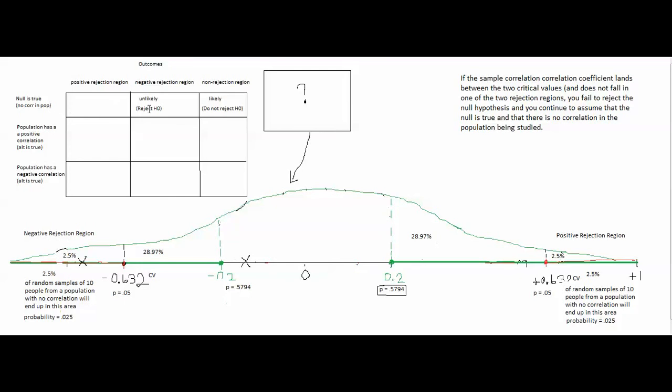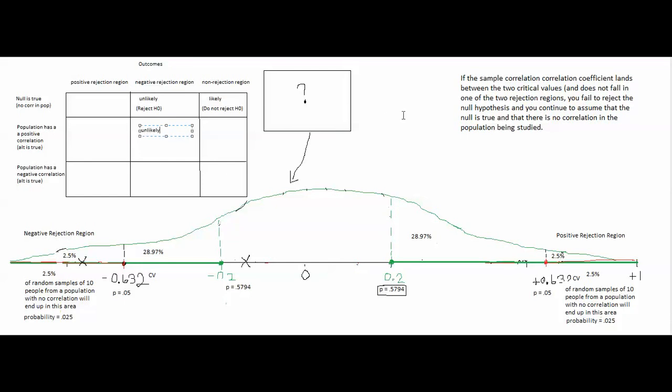Now, if we've rejected the null, we've decided that the null hypothesis is not correct and that there's some type of a correlation in the population. But at that point, we want to decide which of these other two possibilities is true. We want to decide if we think the population has a positive correlation or if it has a negative correlation. Well, if our sample ends up in the negative rejection region, that's also unlikely to happen if the population has a positive correlation.